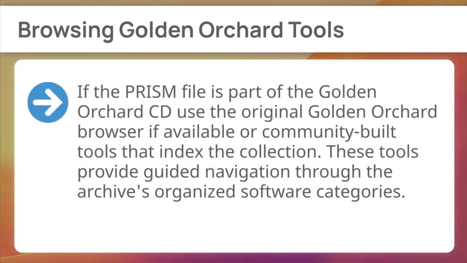Finally, browsing Golden Orchard tools. If the PRISM file is part of the Golden Orchard CD, use the original Golden Orchard browser, if available, or community-built tools that index the collection. These tools provide guided navigation through the archive's organized software categories.